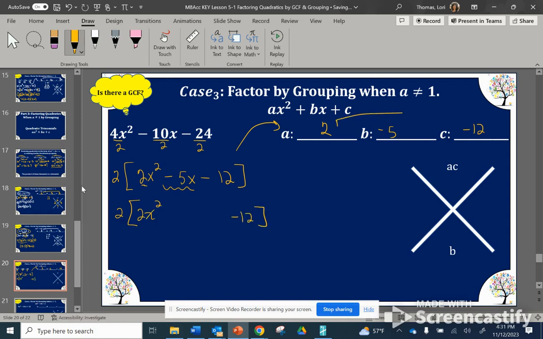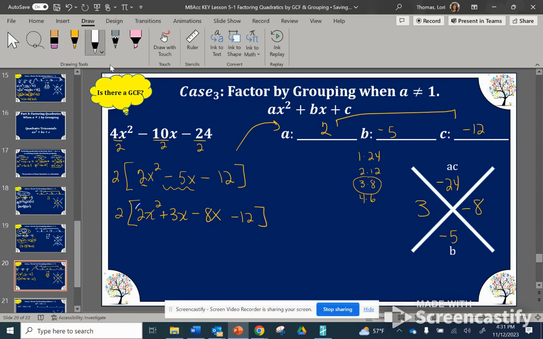And it is A times C on the top, that's negative 24, and negative 5 is our bottom number. So we have 1 times 24, 2 times 12, 3 times 8, 4 times 6. So what combination could give us a negative 5? It looks like it's going to be the 3 and the 8. This is a negative 5 sum, so 8 needs to be the negative. So split negative 5x into positive 3x minus 8x.